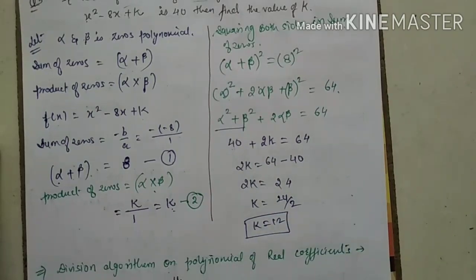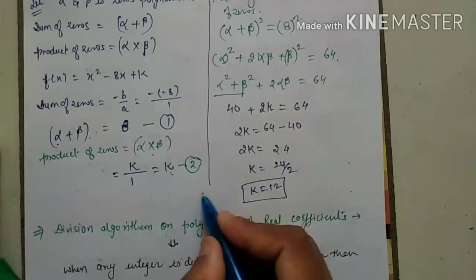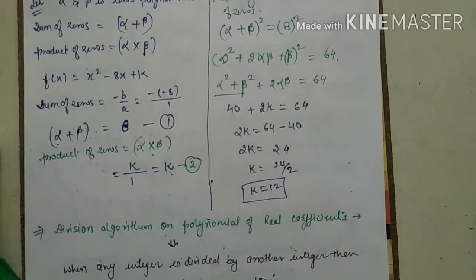So you can see this. I had to find my value of k, so I got my value of k as 12. So this is the way I have to solve the question. I have done it. Try by yourself again. You will understand very easily.